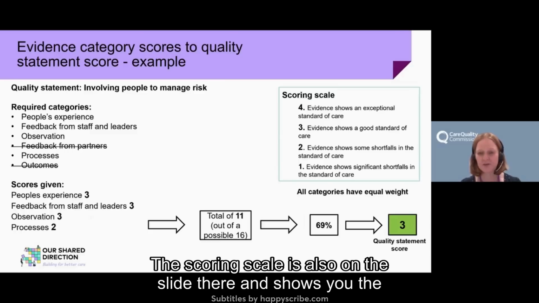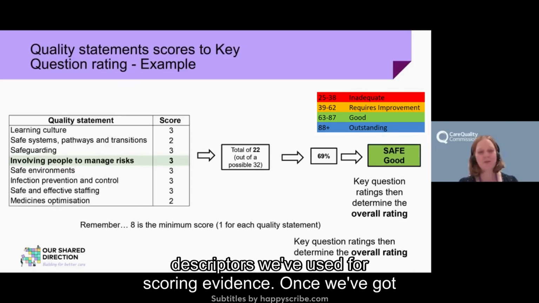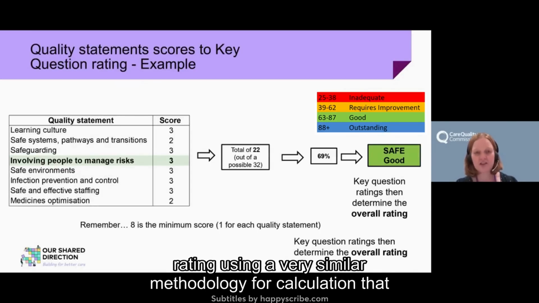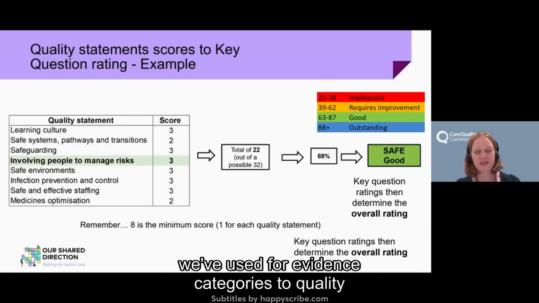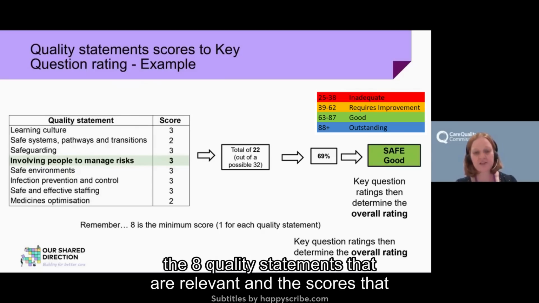The scoring scale is also on the slide there and shows you the descriptors we've used for scoring evidence. Once we've got our quality statement scores, we then determine the key question rating using a very similar methodology for calculation that we've used for evidence category to quality statements. So in the example here, we show you in the table the 8 quality statements that are relevant and the scores that have been awarded.